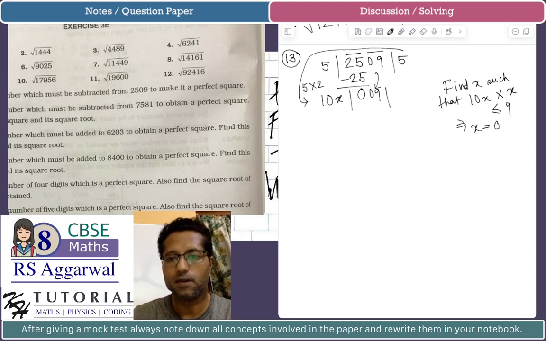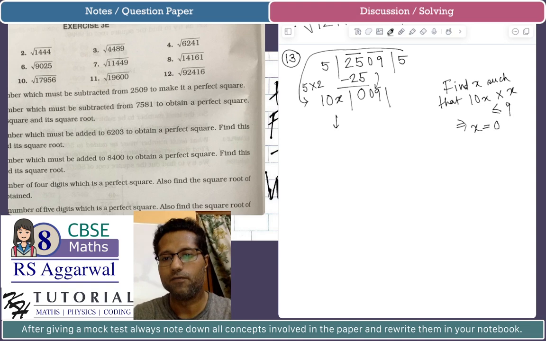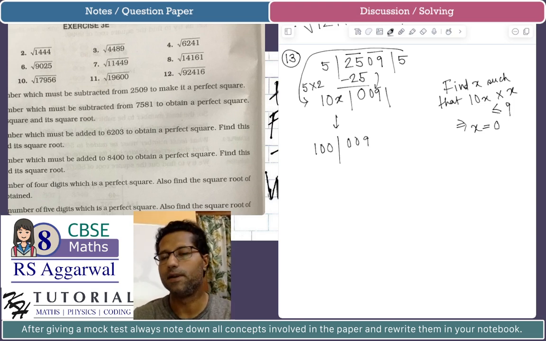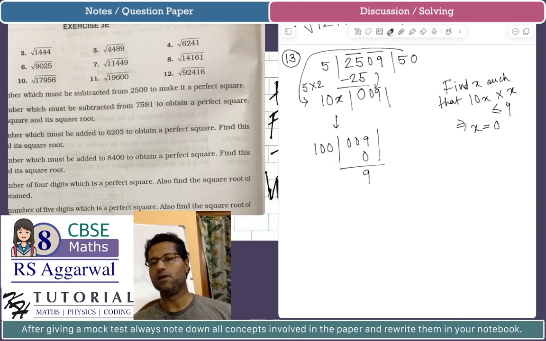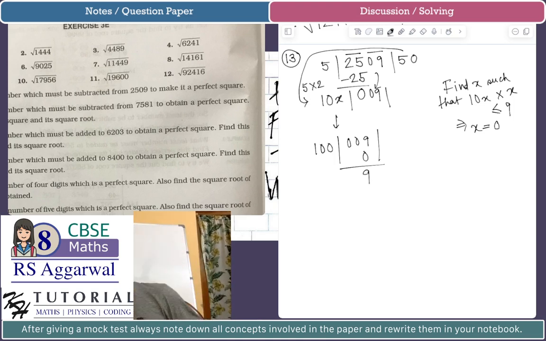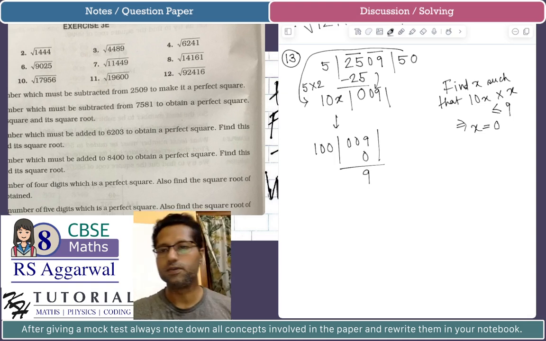So what is happening now? We have 100, and it was 009. Since x is 0, it will get appended to the current quotient. It will be 50, and 100 multiplied by 0 is 0, and the remainder is 9, and we do not have any period left. So the final quotient is 50.